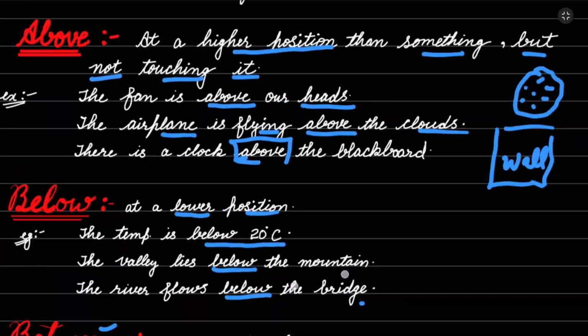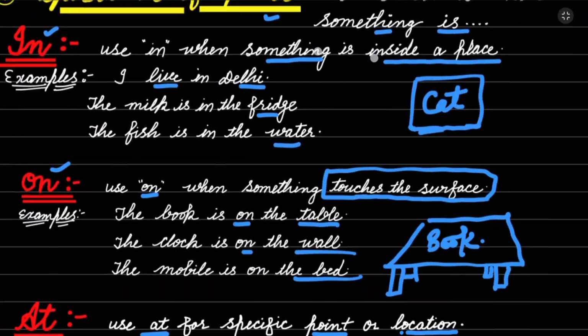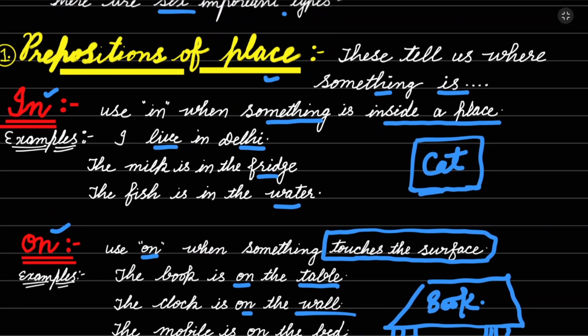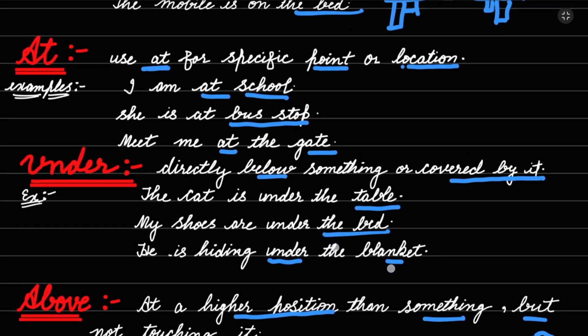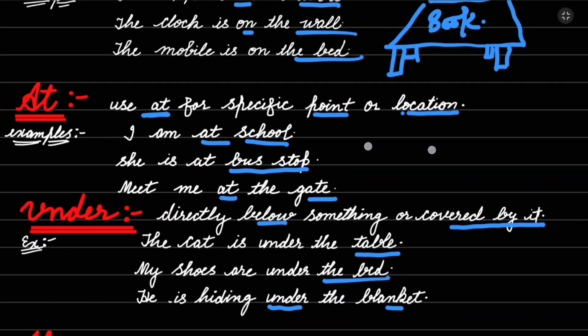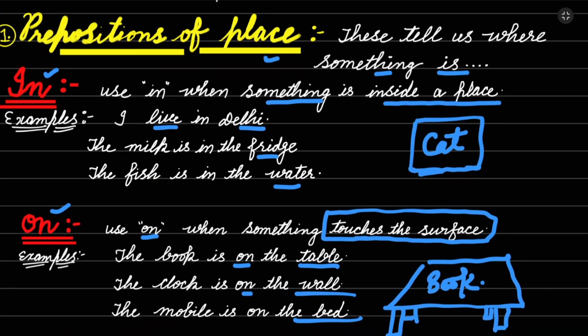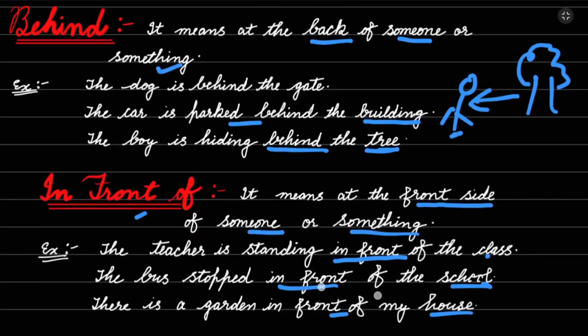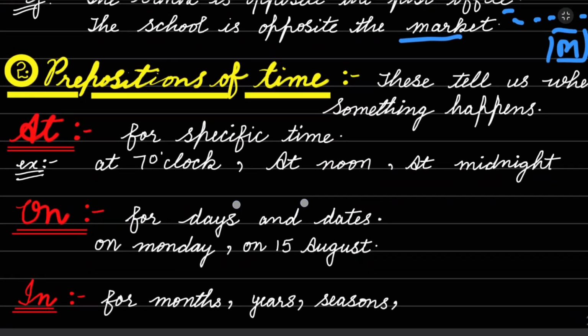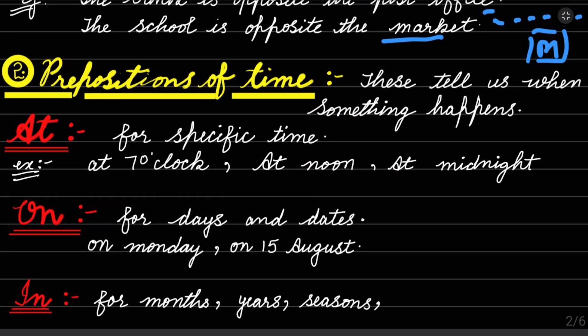So these are the prepositions of place. They are telling us about where something is. Now, second is prepositions of time. This tells us when something happens, means it tells us about time.